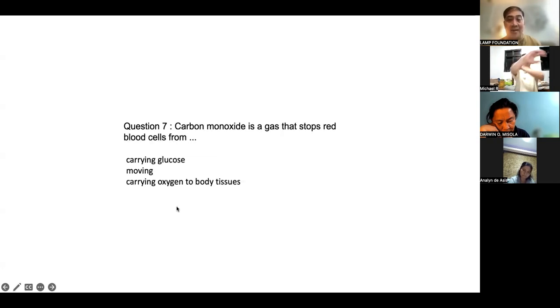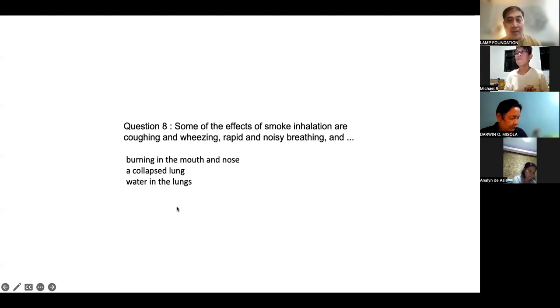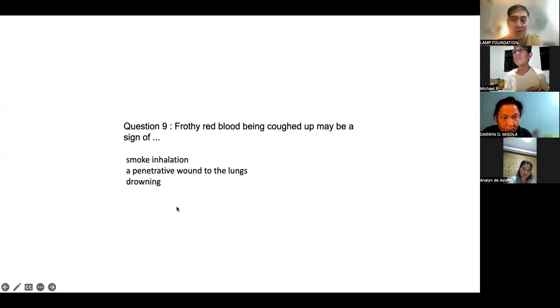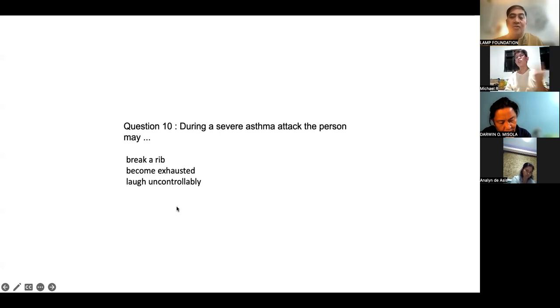Mm-hmm. Carbon monoxide is a gas that stops red blood cells from carrying oxygen. Very good. Some of the effects of smoke inhalation are coughing and wheezing, rapid and noisy breathing, and burning in the mouth and nose. Correct. Frothy red blood being coughed up may be a sign of a penetrative wound to the lungs.